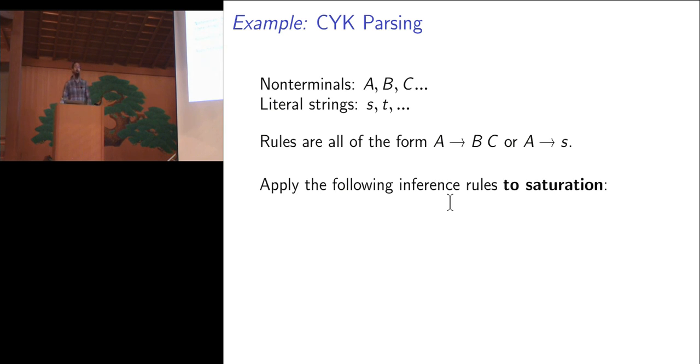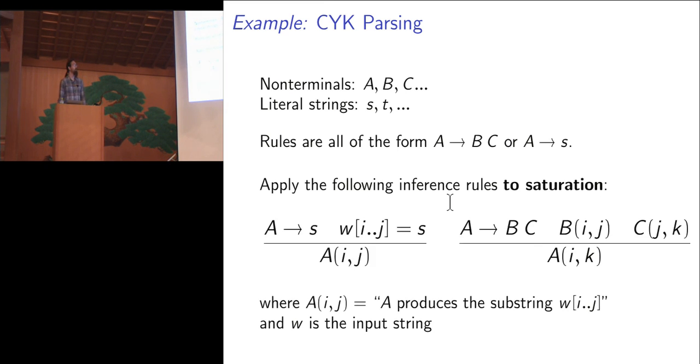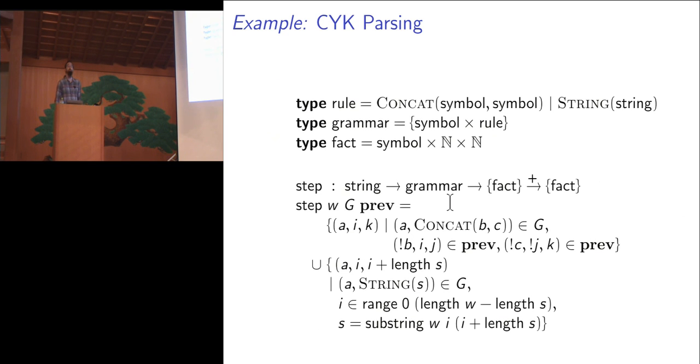Then what we're going to do is apply a bunch of inference rules until saturation. And if I've done my job, as soon as I said saturation, you should have thought fixed point, because we keep doing it until nothing changes. Those are the inference rules. There are only two of them. It's a really simple algorithm. One of them says what to do about literal strings, the other about concatenation. I'm not going to discuss the details, but that's the algorithm. It's very simple, and it has a very simple translation into Datafun.